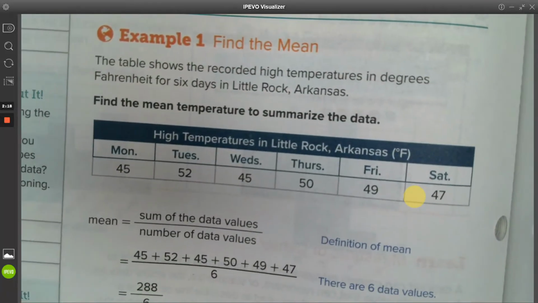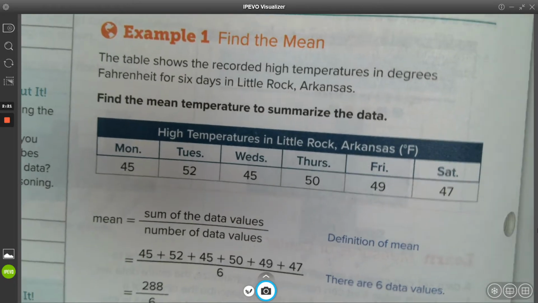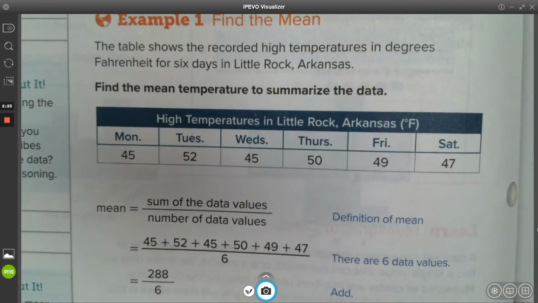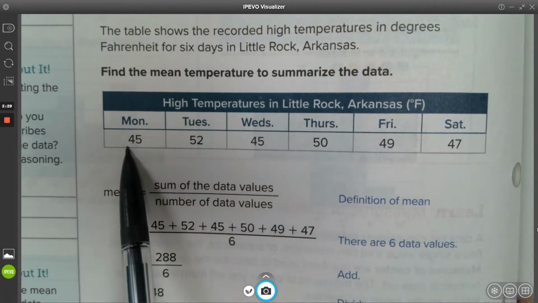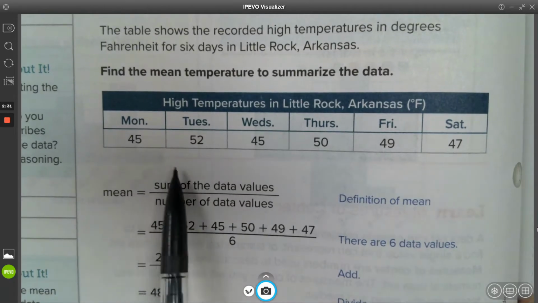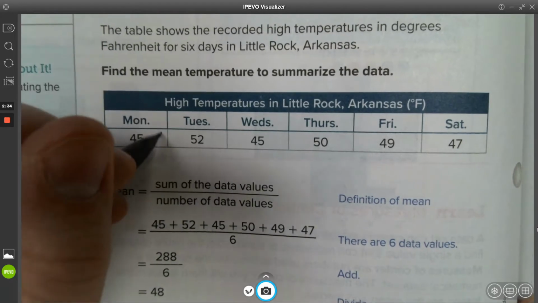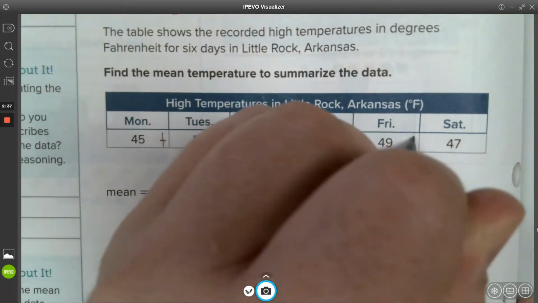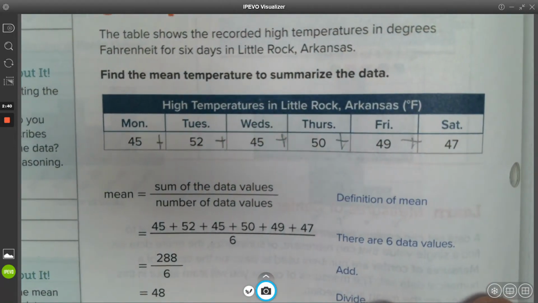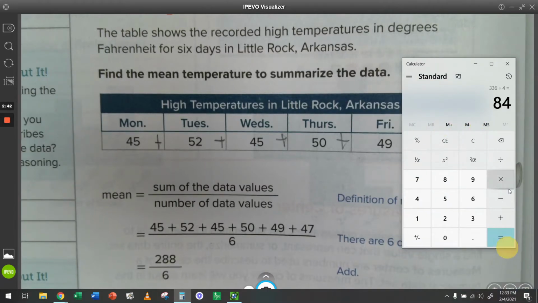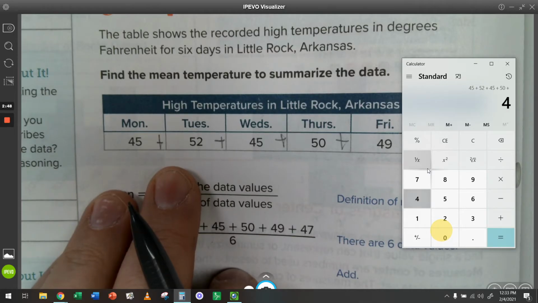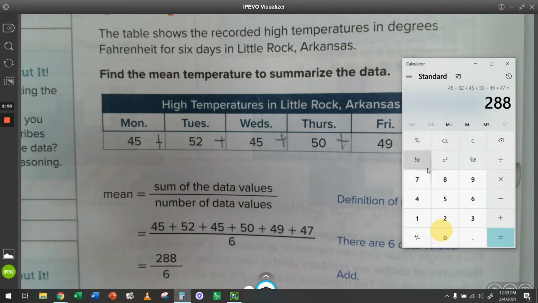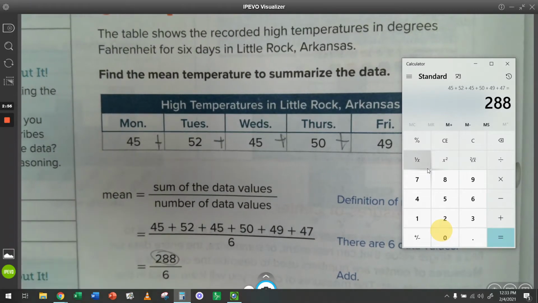Here we have a table and it shows the recorded high temperatures in degrees Fahrenheit for 6 days in Little Rock, Arkansas. So obviously we have 6 data points, right? And we have this list of data. So remember, what we do first is we add them all together. So I'm going to use my calculator because that's just fine. We're going to add 45 plus 52 plus 45 plus 50 plus 49 plus 47. Okay, so once we've added all together, we should get 288.